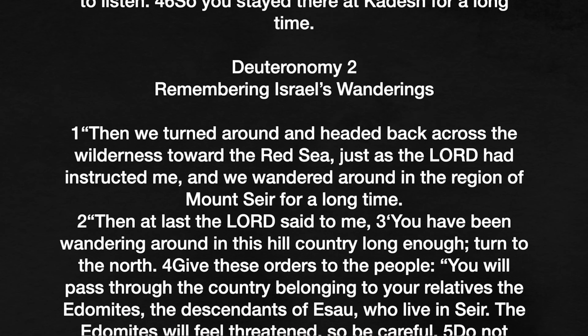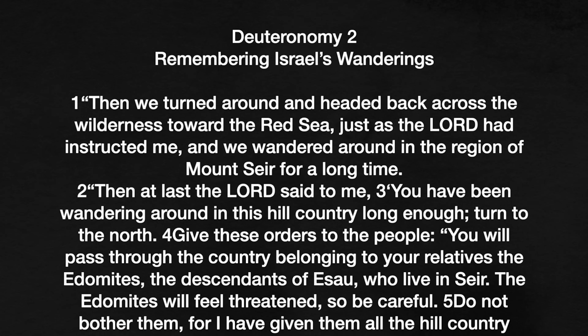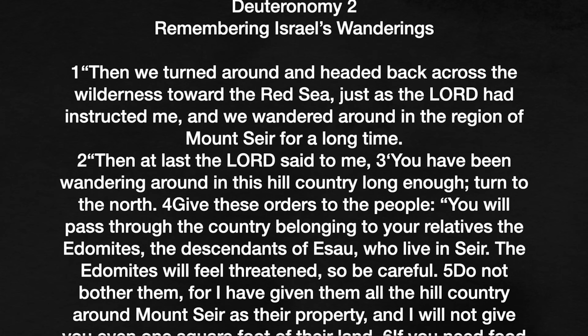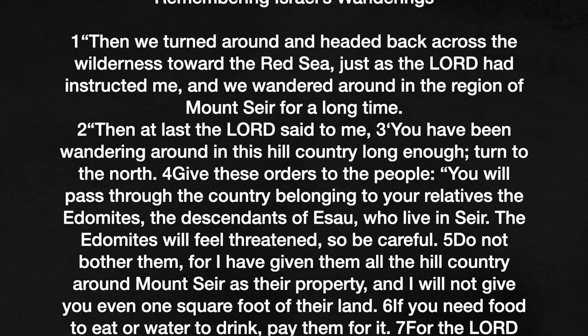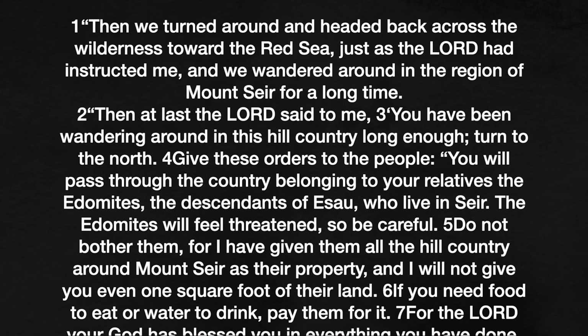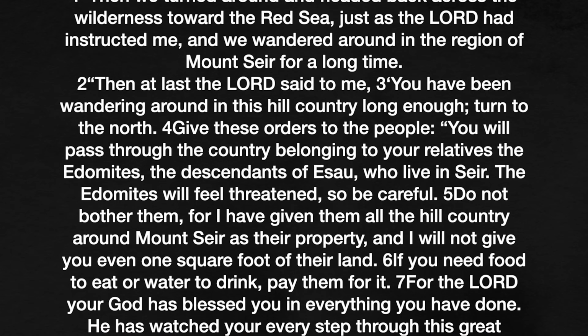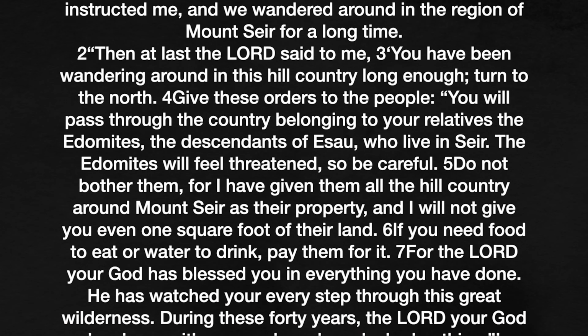You will pass through the country belonging to your relatives the Edomites, the descendants of Esau, who live in Seir. The Edomites will feel threatened, so be careful. Do not bother them, for I have given them all the hill country around Mount Seir as their property, and I will not give you even 1 square foot of their land. If you need food to eat or water to drink, pay them for it.